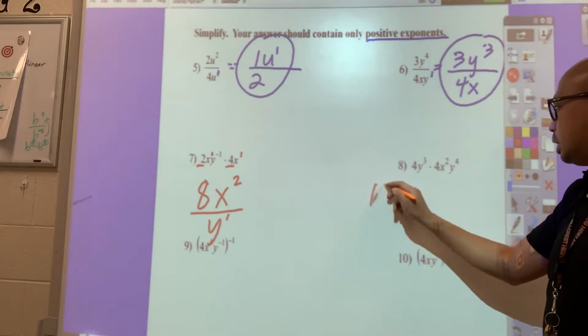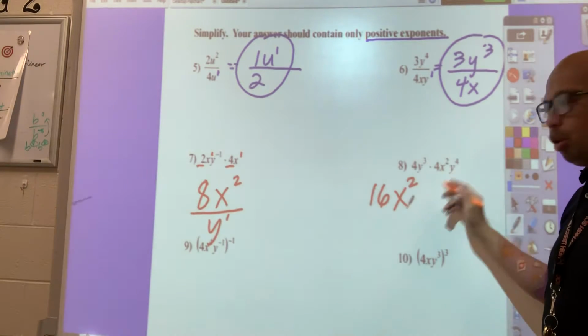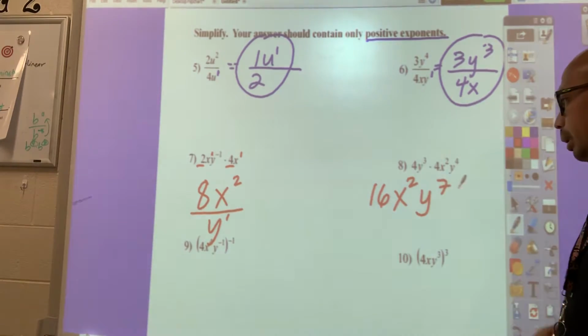4 times 4 will give you 16. x squared, there's no other x. And y cubed, y to the 4th, you add the exponents, y to the 7th power.